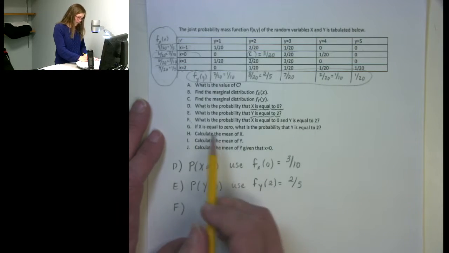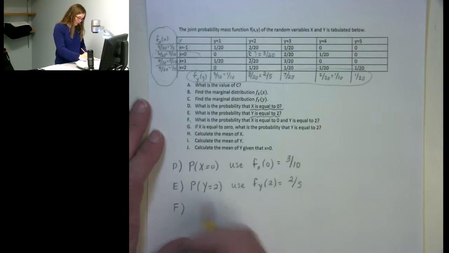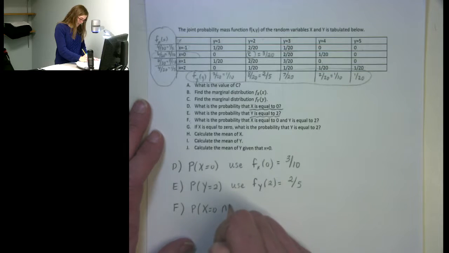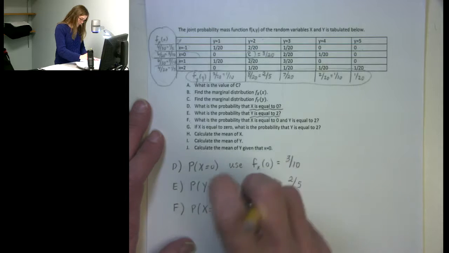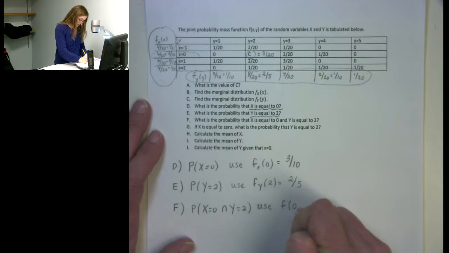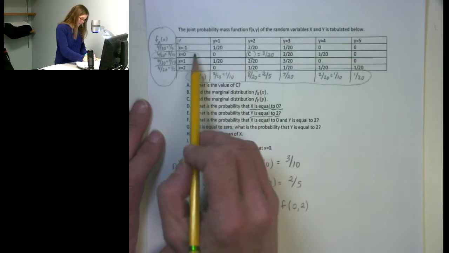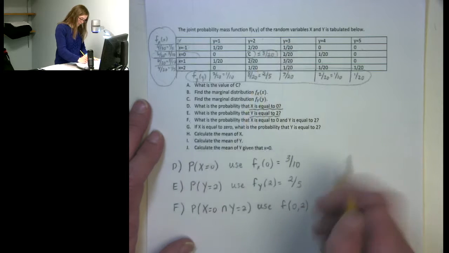Part F, I'm looking for the probability that x is equal to 0 and y is equal to 2. This is the probability x equals 0 and y equals 2. This is what the joint distribution gives me. Probability of these intersections. So I come over here, 0 and 2 gives me 3/20ths.